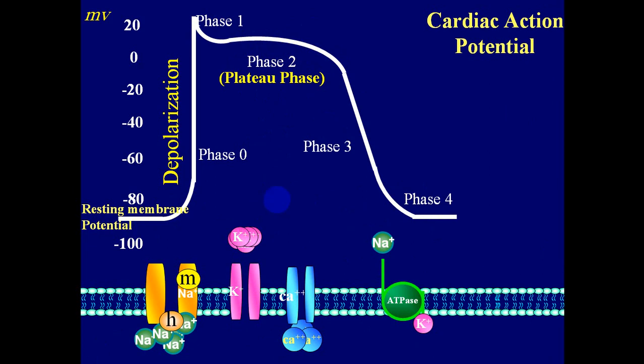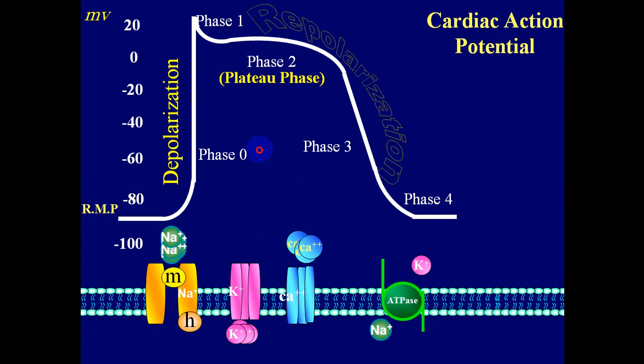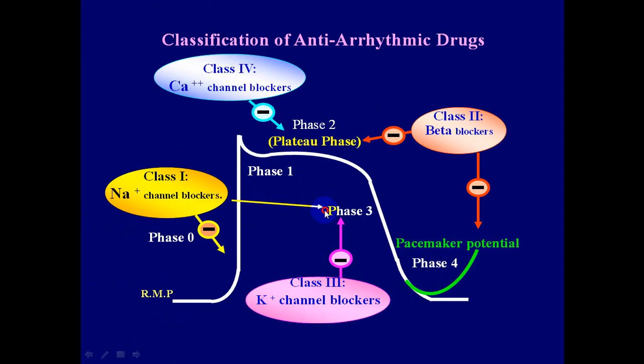This really does not happen in the SA node, because in the SA node there is no resting. It fires continuously, like phase 4, and this is important for the SA node to dominate other parts of the heart. So this is the SA node action potential. It is really only phase 4. This slide is really to remind you that antiarrhythmic drugs, when classified, every group acts in a phase. This will be discussed in detail when studying the antiarrhythmic drugs.